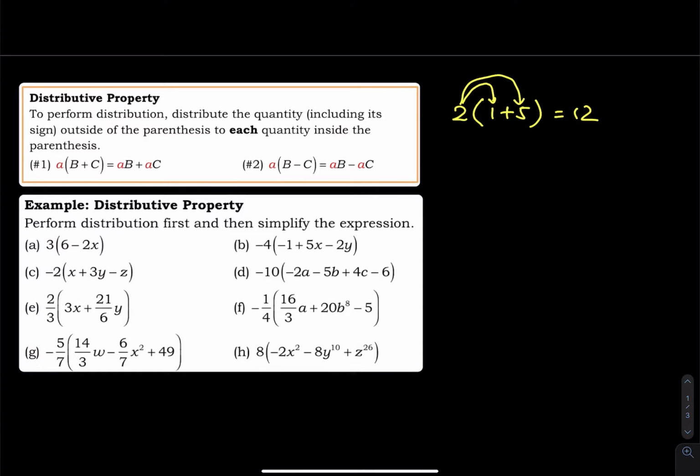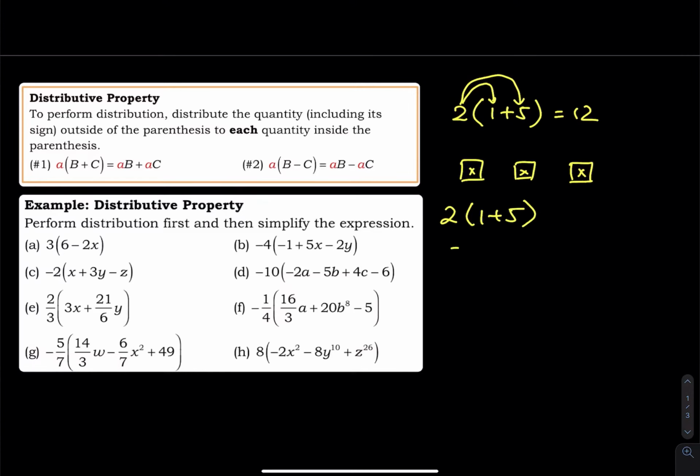Before we perform the distribution, think about this. Let's say you have 3 students right in front of you. How do you distribute an exam to each one of them? The way we do it is we walk over there and put a test in front of them, right? So we put a test in front of every student. So in here, you have 2 times 1 plus 5.